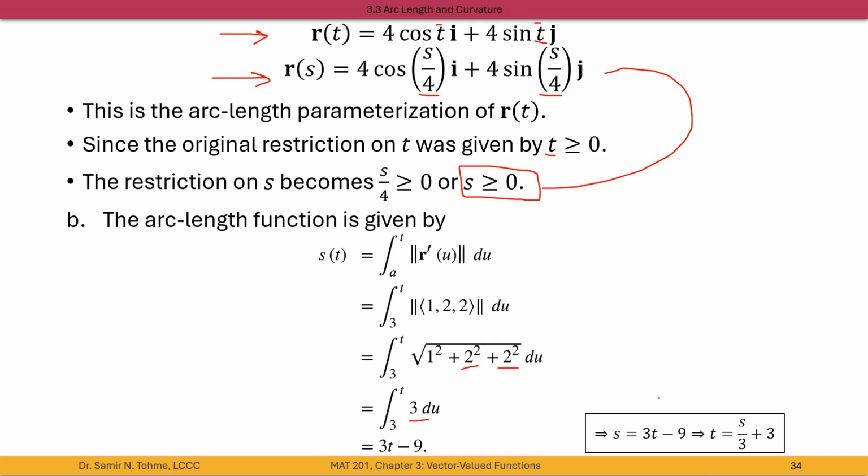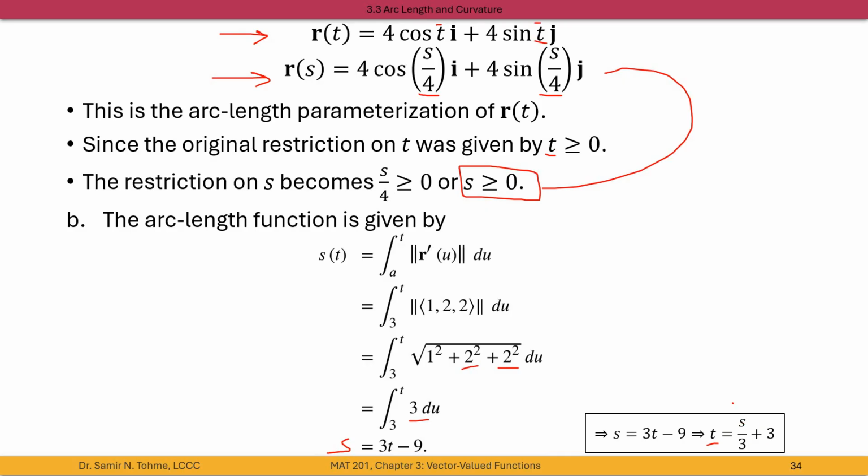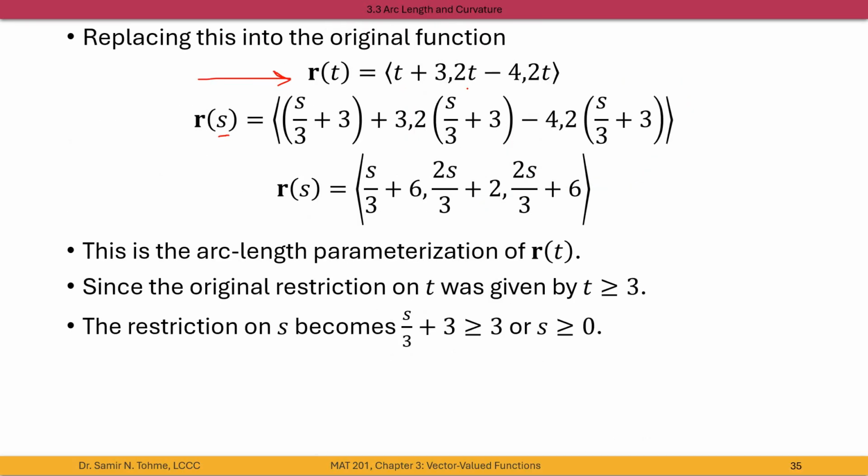Let's change the variables now. s is equal to 3t minus 9. Now we need t. Rearrange and solve for t. t will be equal to s divided by 3 plus 3. Now replace this in the initial function. This is the initial function. Now we found the new variable s, where t is equal to s divided by 3 plus 3. Replace it in t over here, and t over here, and t over here. You will get this final result.